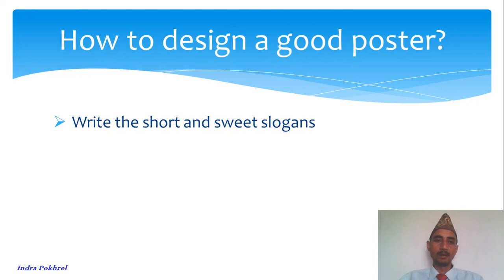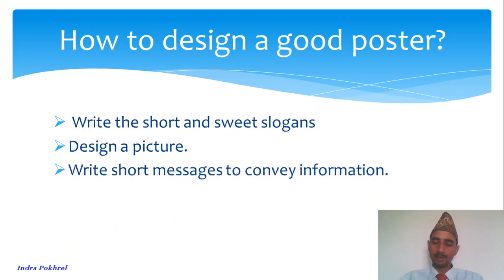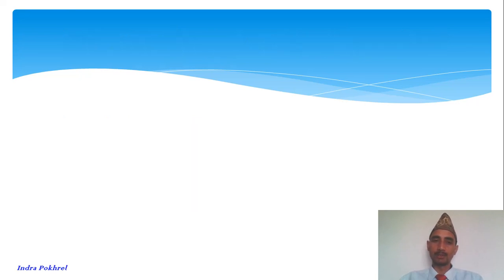Okay, how to design a good poster. In order to create a good poster, you have to write short and sweet slogans. First of all, design a picture, write short messages to convey information, and use a big font size. Remember, a poster is big, so that it is pasted on the wall. That's why the font size that we write, or type, will be bigger. So in this poster also, you will write big words, sentences.